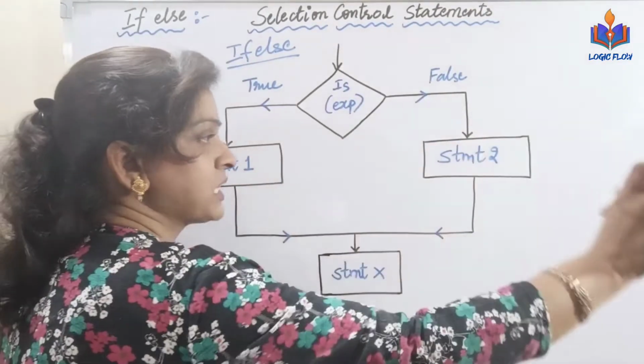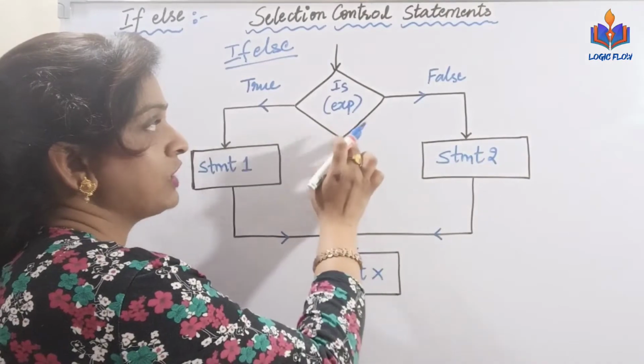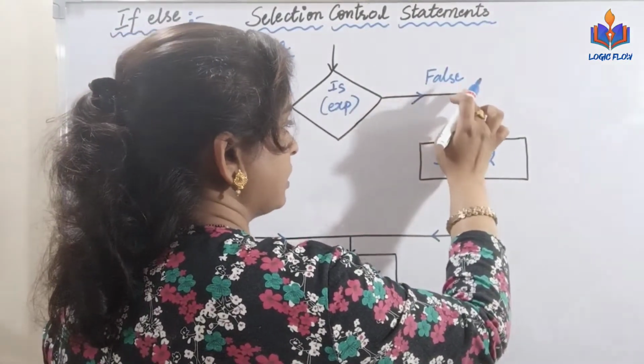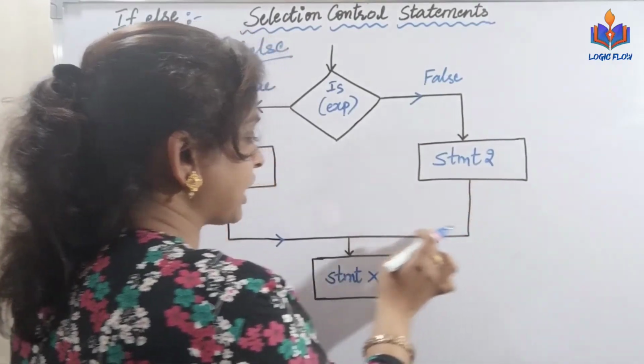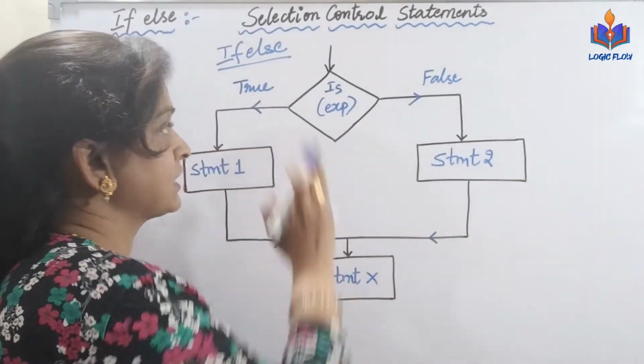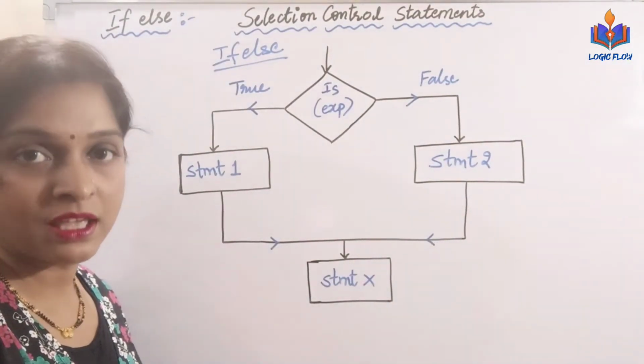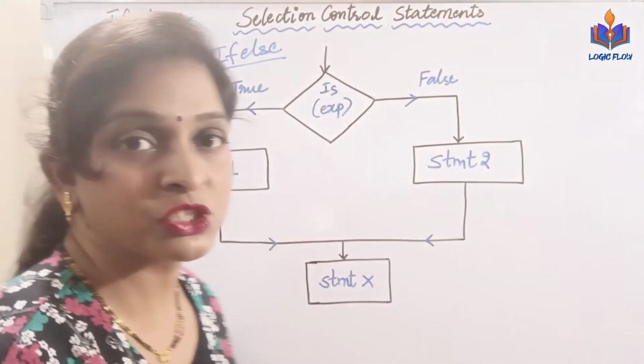This portion is skipped. If the expression evaluates as false, look at the flow. It is coming here, it executes statement 2, it continues with statement X. So this part is skipped. So this is what happens with the if else. Hope you have understood the if else.